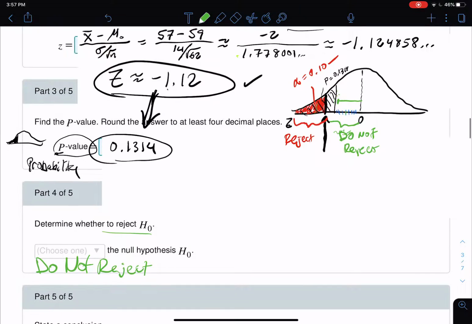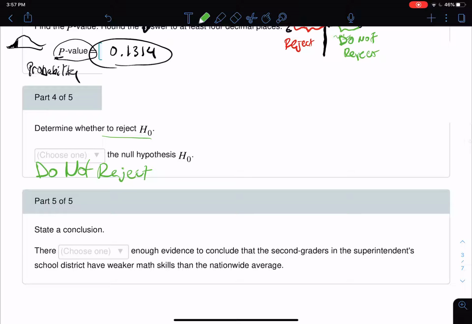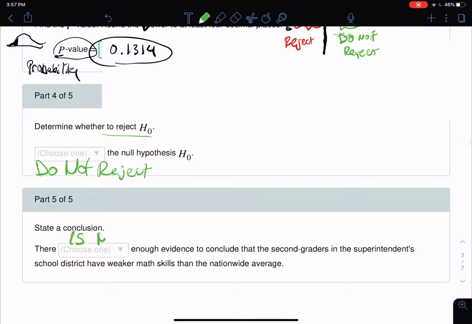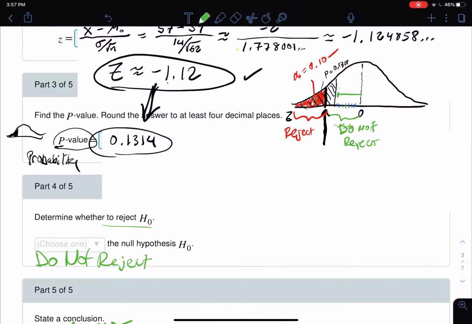reject the null. Okay. And if you do not reject the null, then we can't go with the alternate, and we have a very weak statement. And the weak statement is there is not enough evidence to conclude that second graders in the superintendent's school district have weaker math skills. We can't conclude that, because our sample data didn't get us into this rejecting area of less than 10%.